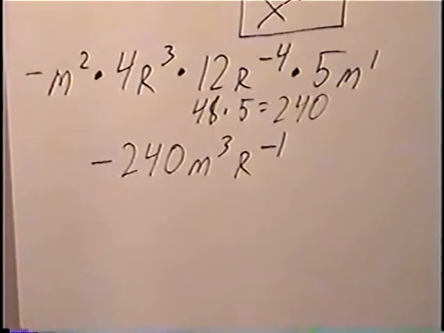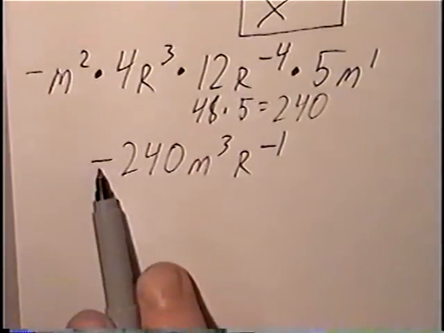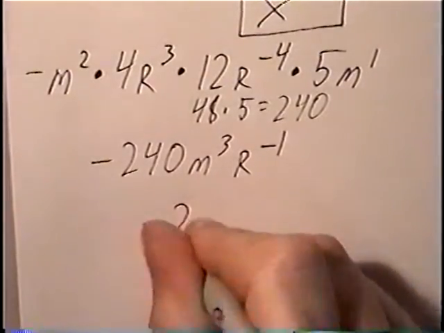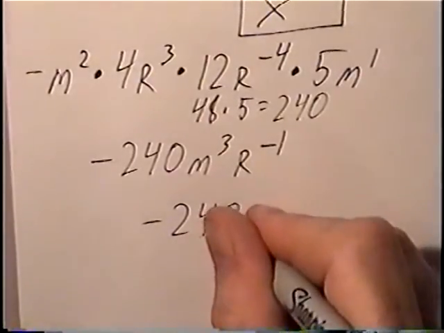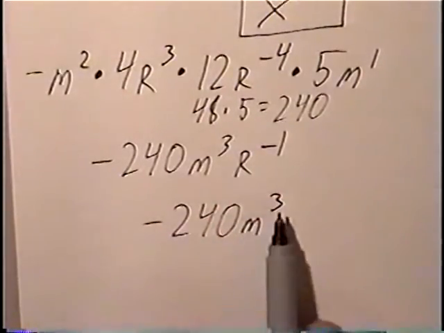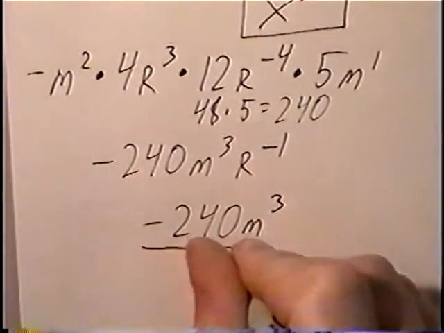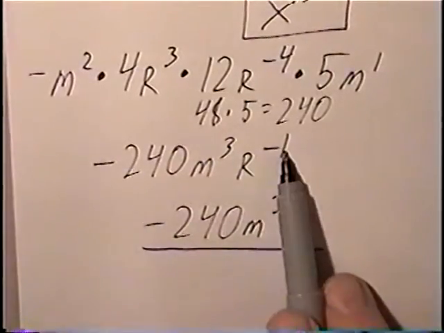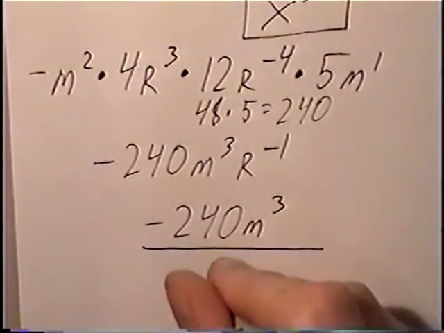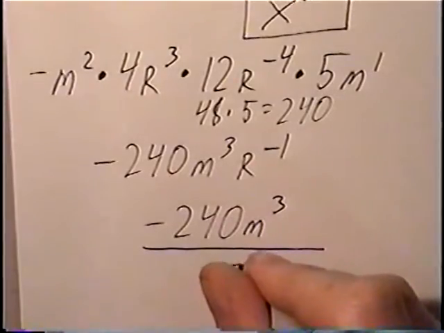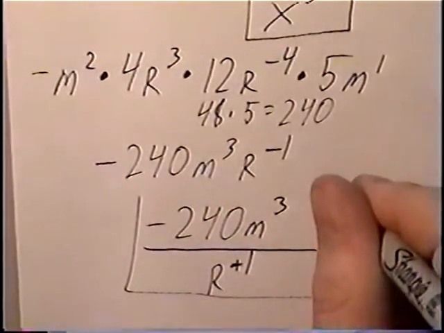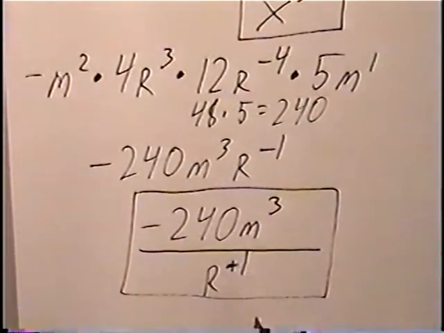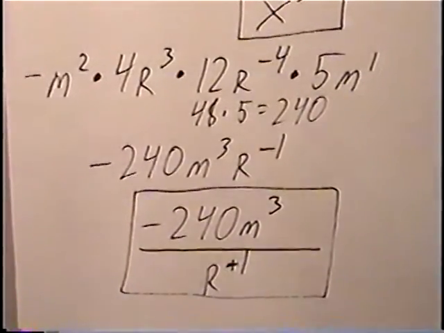Continuing to simplify, again, if we have negative exponents, we can rewrite that using a fraction. Negative 240 would stay the same, since it does not have a negative exponent, and also m to the 3rd power would stay the same, since it does not have a negative exponent. R to the negative 1, since it has a negative exponent, we can rewrite that in the denominator using a positive 1 exponent. So our final answer would be negative 240 m to the 3rd divided by r to the 1st power.